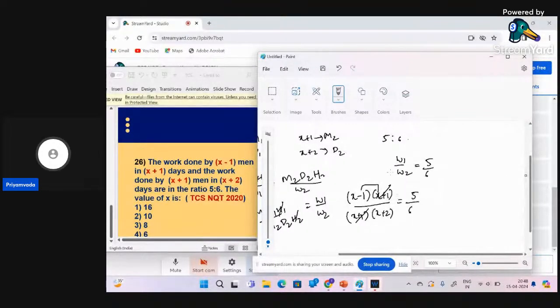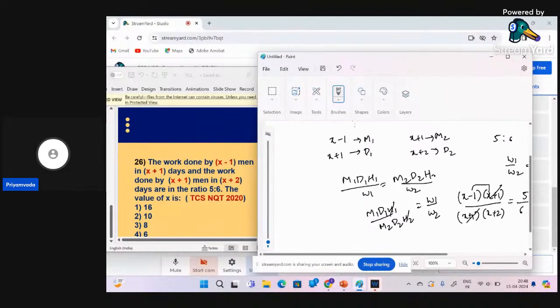Now after writing this, what can I do here? I'll cross multiply it. So 6x minus 6 equals 5x plus 10, because 5 into x plus 2 is 5x plus 10. So x equals how much? 16. Done. They have asked us the value of x, and we substituted. We got the value x equals 16.